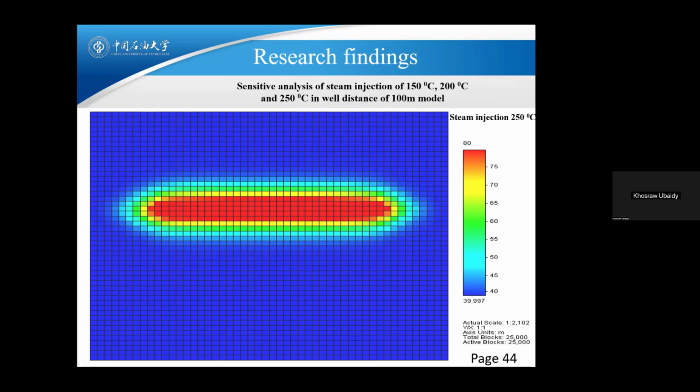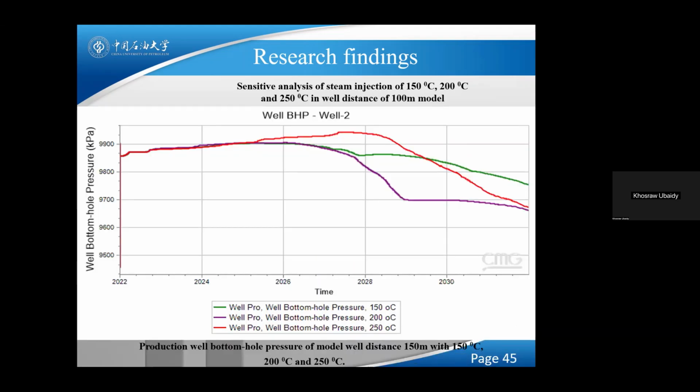So in this case, we will find out which one is optimal for our reservoir. As far as we can see here, it looks better than the other two, but we still cannot judge if it's optimal or not. But here we can see the sensitivity analysis of steam injection at 150, and as we can see, the well bottom hole pressure is very high, for a well distance of 100 meters.